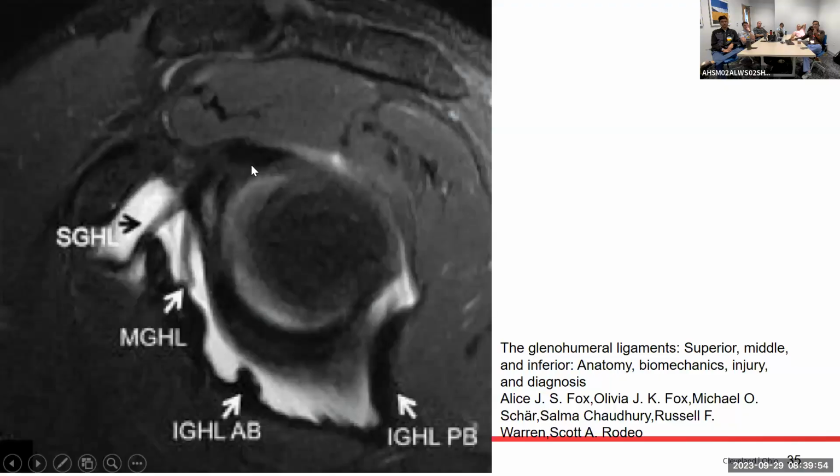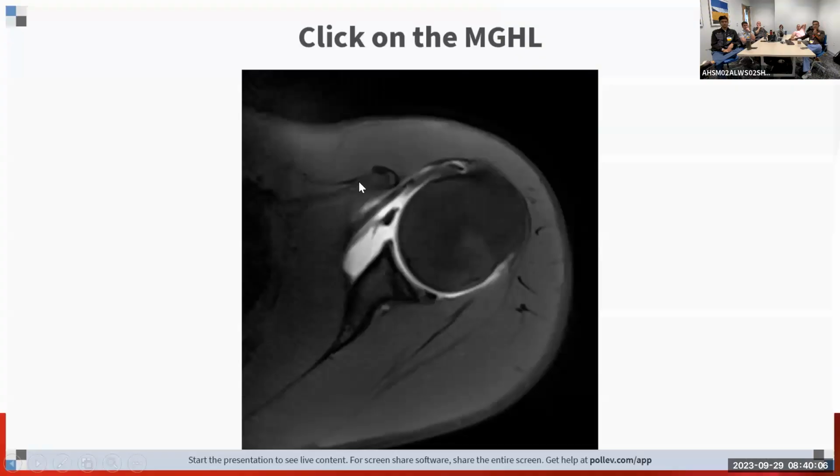Here's the glenohumeral ligaments on the sagittal plane. So anterior posterior bands of IGHL, you have your MGHL, you have your SGHL. You're not always going to see them so nicely. It depends on if it's an arthrogram, not an arthrogram, things like that. Okay, click on the MGHL. So that's this thing here. So this is a Buford complex. Hopefully, you can see here's our posterior labrum. The anterosuperior labrum is absent. And we have a relatively thickened and cord-like middle glenohumeral ligament. That's a normal Buford complex.